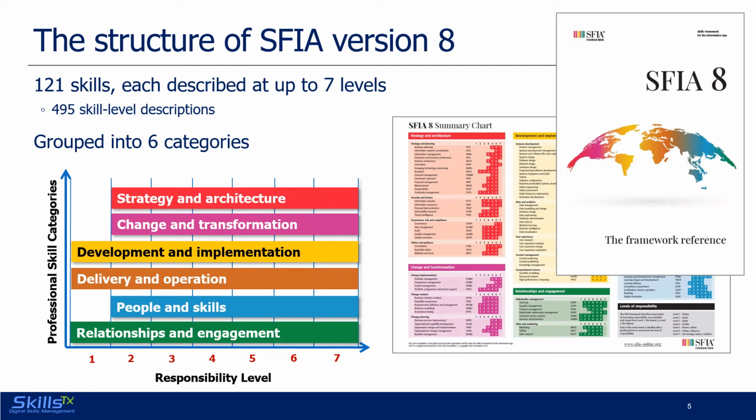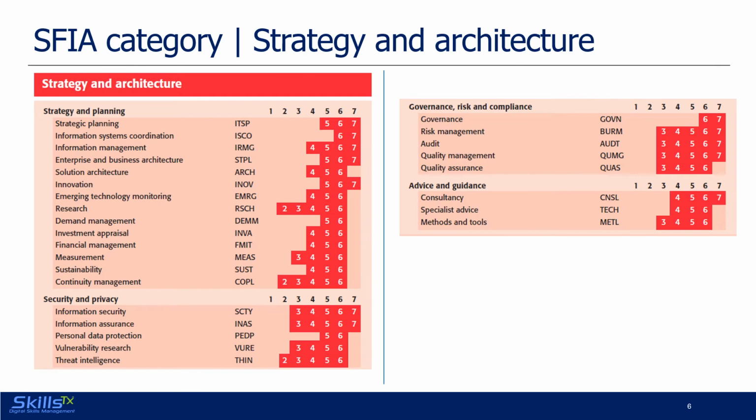The skills are grouped into categories and subcategories for navigation and convenience of use. Color codes are used to help identify the category the skill has been classified under. Each of the categories is color-coded and arranged in the matrix according to the level of responsibility each skill has.